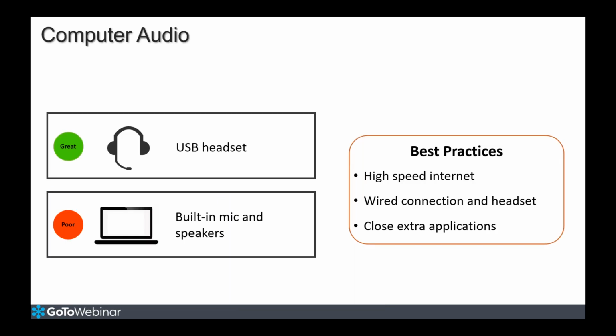With computer audio, the quality is highly dependent on your local internet connection and the hardware that you're using for the mic and speakers. For best quality, we do recommend a high-speed wired connection. You're going to want to close out any programs or applications that you're not going to be using during the webinar to help free up bandwidth. For hardware, we do recommend a headset for best quality. You typically want to stay away from the external mic and speakers or those built into a laptop, as they may cause feedback or echo.